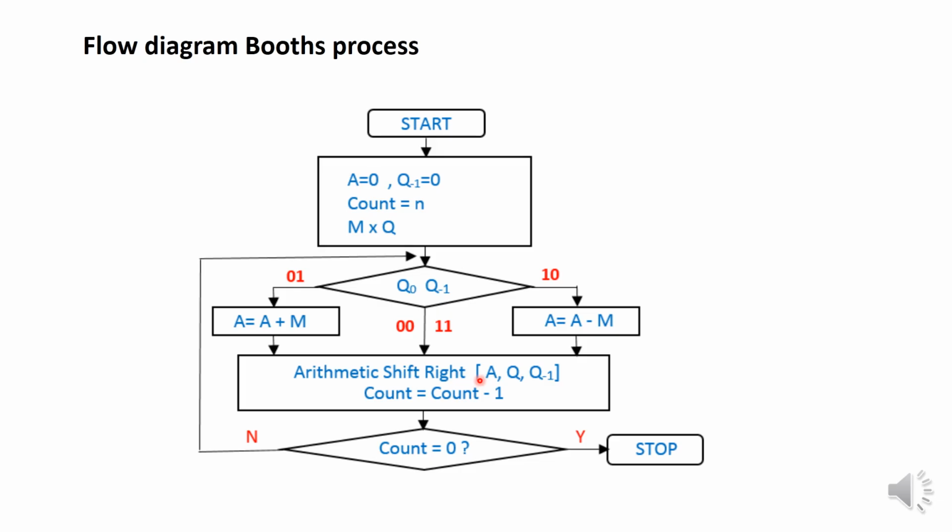This is the arithmetic right shift. And this is the countdown from the number of bits to 0. When it is not 0, we loop back and repeat the process. And when we reach 0, we stop. I will not go into details. It is quite self-explanatory. I let you go through it by yourself.